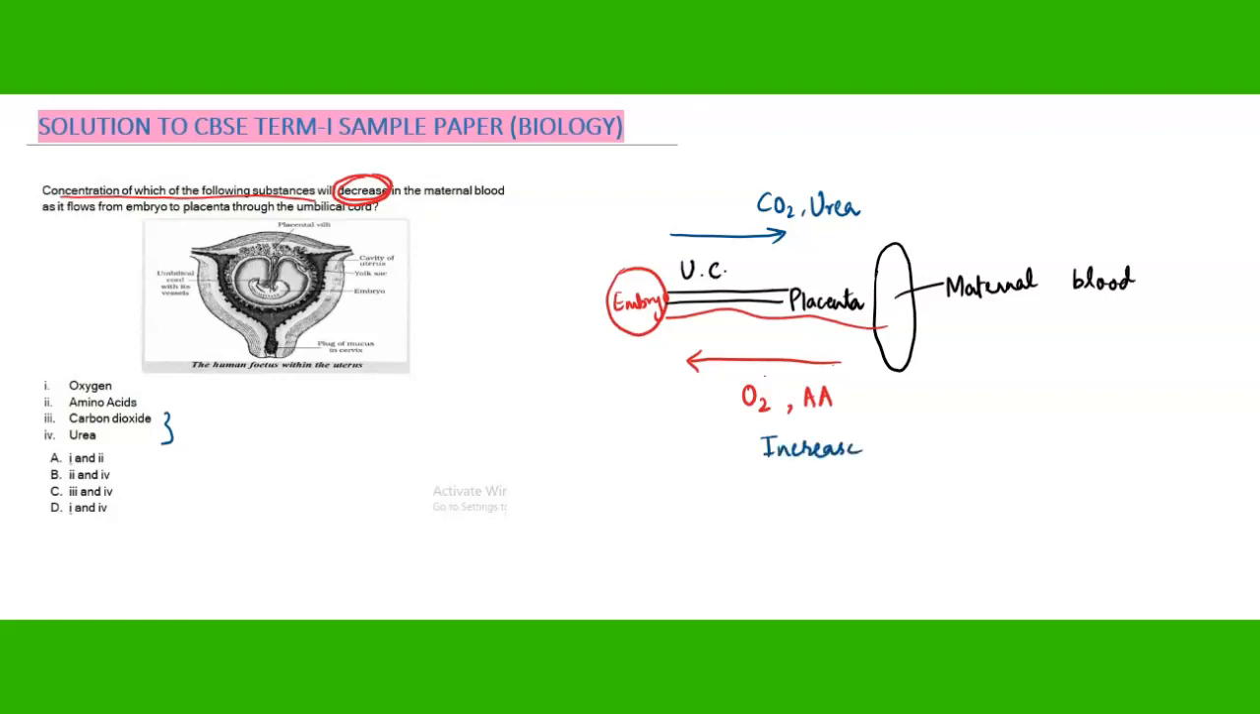When they are going in, oxygen and amino acid are high. When they are going back, their concentration would be less, because oxygen and amino acids are used by the growing embryo or the fetus, right? Embryo is the initial stage, fetus is the later stage where a mini human being is formed. So the answer to this is these two, option 1 and option 2. So in this case your right answer will become option A.